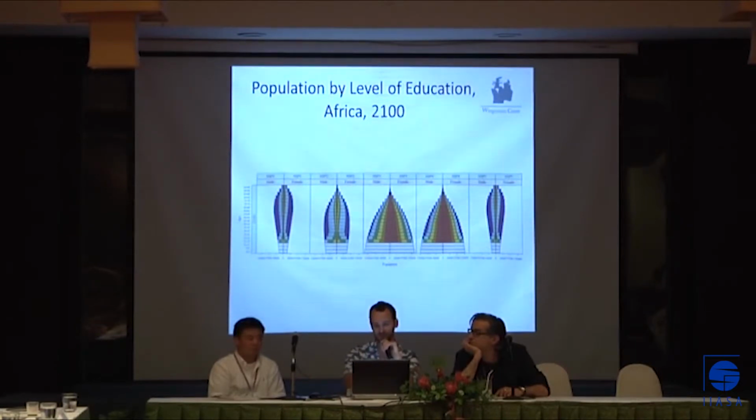SSP4 is quite similar to SSP3. It reaches a slightly lower level of population in Africa, but you can see the inequality here is bigger. You see that the blue parts are bigger, meaning more people have already a tertiary education, but at the same time also there are more people who have absolutely no or only primary education.